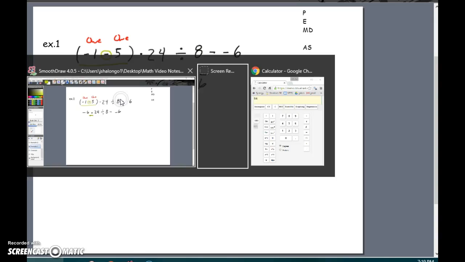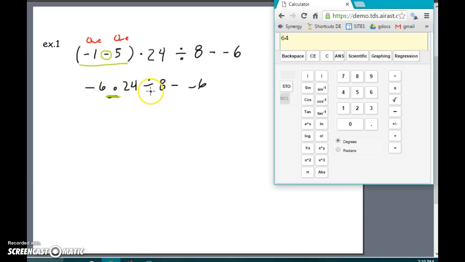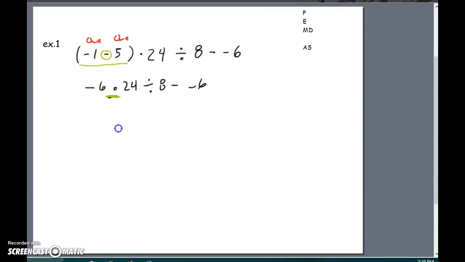I'm going to go ahead and use a calculator to do this. So I'm going to clear this out. I'm going to type in a negative 6 times 24, and I get a negative 144. So we can go ahead and write negative 144 divided by 8 minus a negative 6. Okay? Now, division comes before this multiplication because it's the first operation from left to right. So I'm going to go ahead and simplify this division.